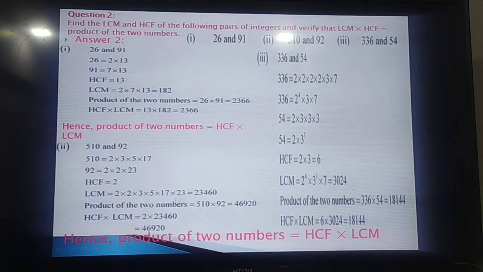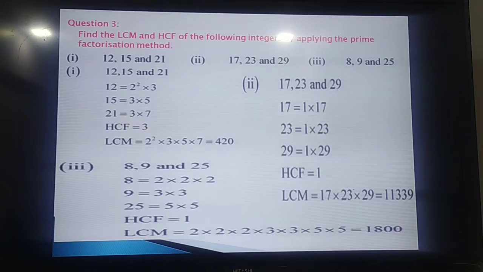HCF is 2 and LCM is this. If you take the product of these two numbers, that is 46,920, and if you take the product of LCM and HCF, that is 2 into 23,460, that is also 46,920. So this verifies that LCM into HCF is equal to the product of these two numbers, but again it is applied only for two numbers.